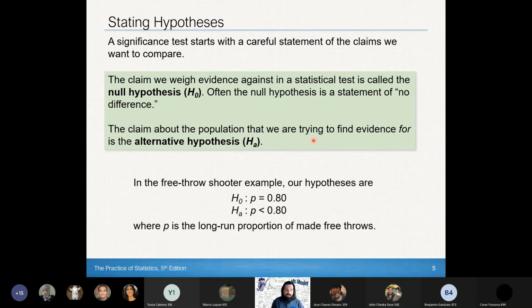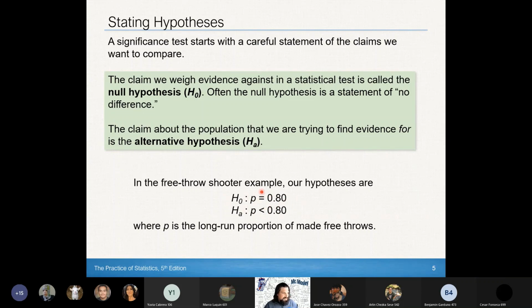In the free throw shooter example, our hypotheses are H naught: parameter P equals 0.80, 80%. Our alternative hypothesis, H sub A: P is less than 0.80, where P is the long run proportion of made free throws. All right. And so we got a few things going on here that I want to take note of. We're using the parameter P. We're not using P hat. Right? This is talking about a parameter.